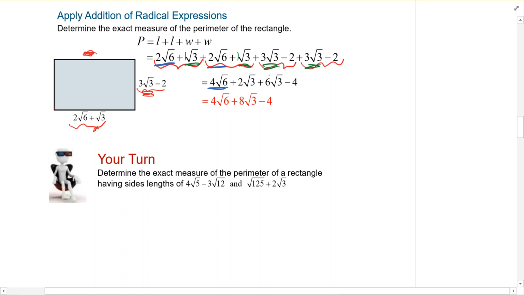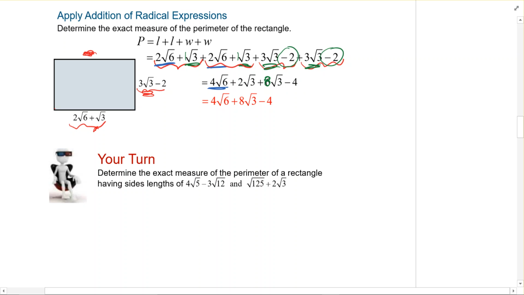This is a mistake on here. Can you guys go ahead and change this to an 8 root 3? That shouldn't be 6. And then the last one, we're just looking at our numbers. Those are also like terms. They're just numbers now. So take the negative 2 minus 2. We're going to have negative 4.